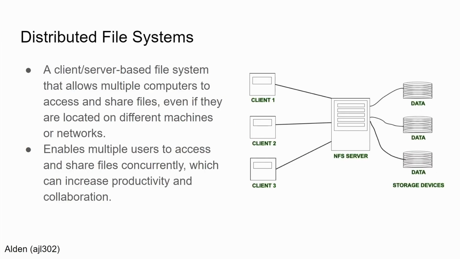So distributed file systems are a type of file system that allows multiple computers to share and access files across a network. In a distributed file system, the storage resources are distributed across multiple computers, but the users and applications can access the files as if they were stored on a single system. This structure allows users to access and share files at the same time, which can increase productivity and collaboration.